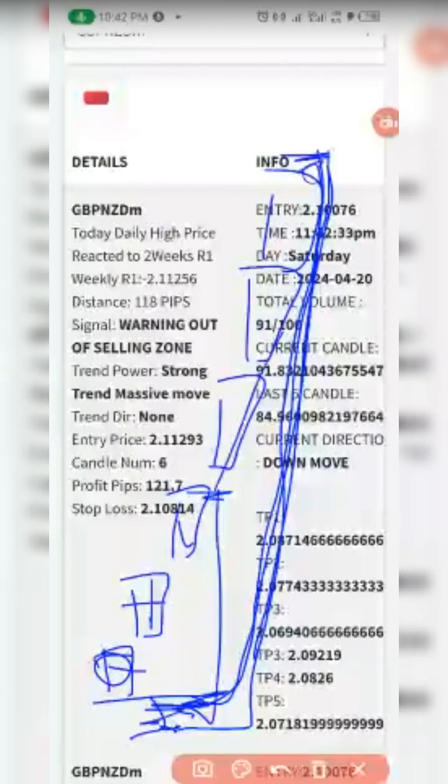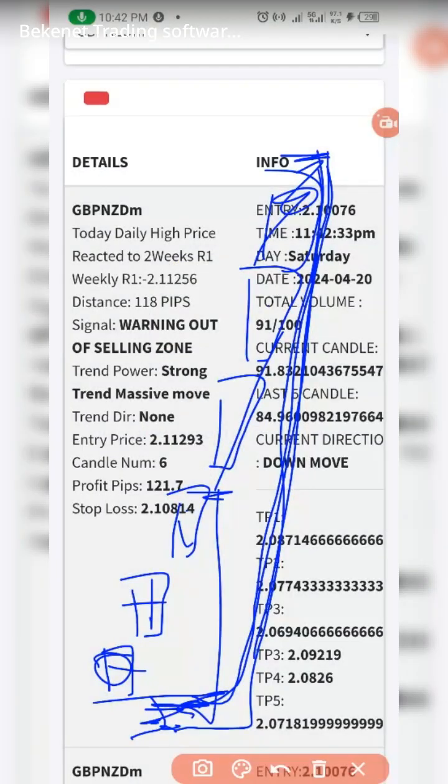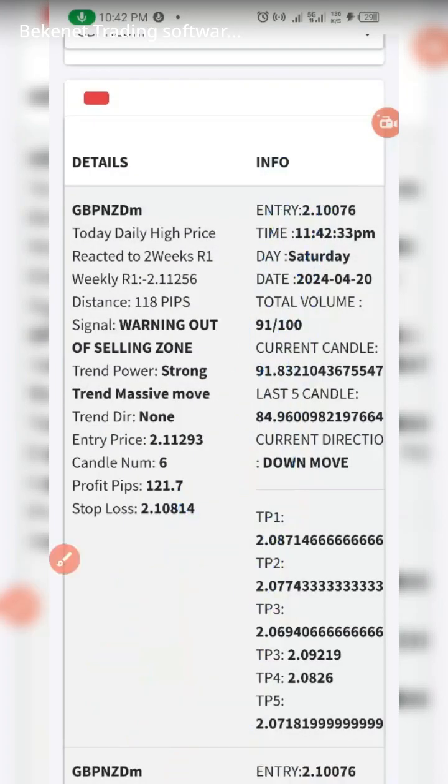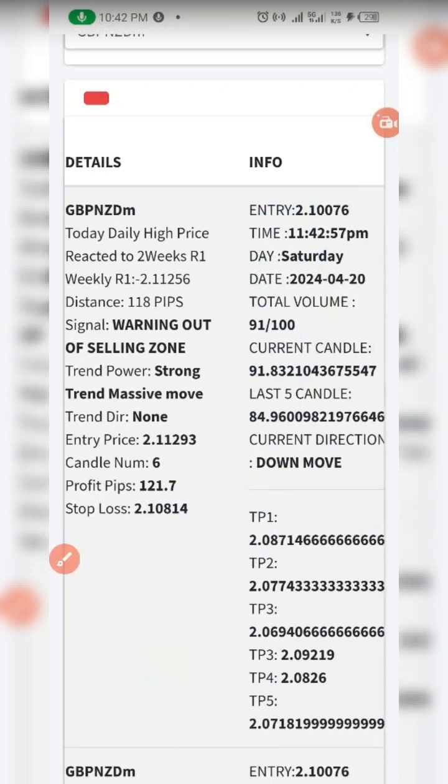Then you can ride, but the reason why I asked the question is that you said that signal, if you see sell and the trend also said down movement, they don't care about the number of the candle. That's why I asked the question. Yes. As you can see, what is showing here now is telling you out of warning.